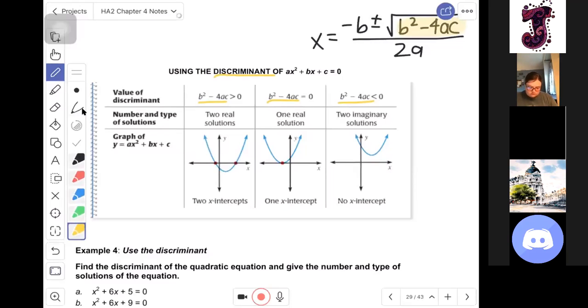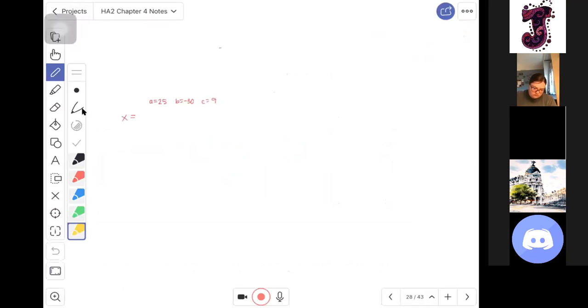When you get b squared minus 4ac equal to 0, you end up getting 1 real solution. Then the graph of that equation just touches the x-axis. It has that 1 x-intercept, so it touches at one place. And when b squared minus 4ac is less than 0, you get 2 imaginary solutions, which means you don't have any x-intercepts because they're imaginary. And we saw that right on the previous page.